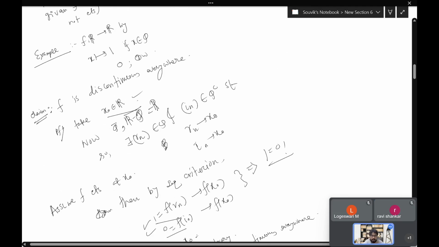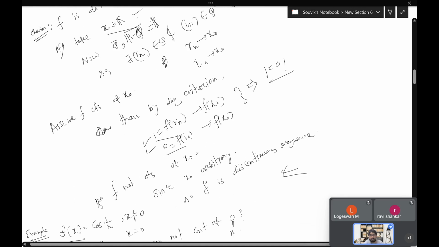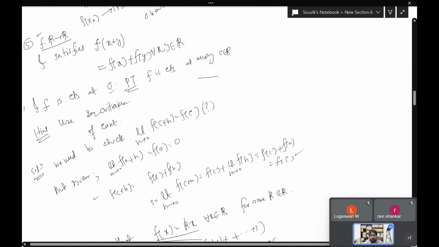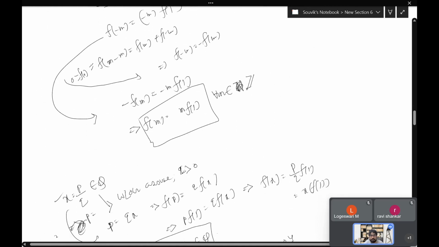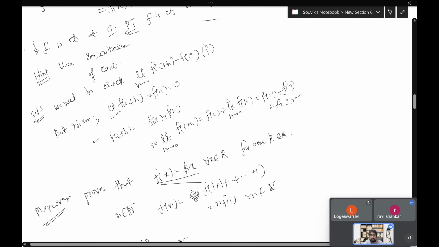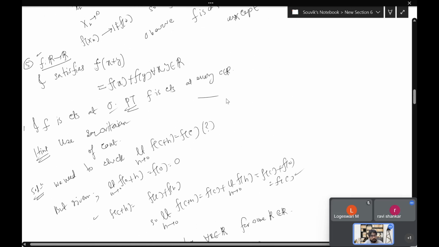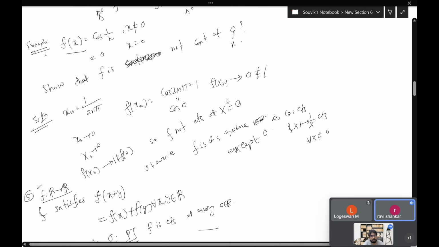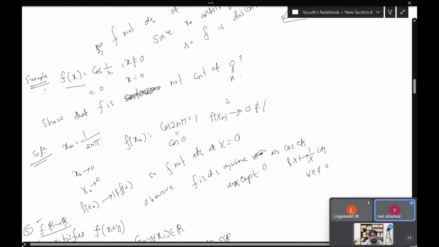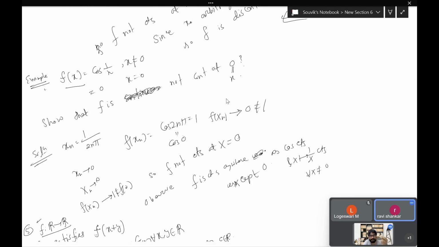Then we discussed some examples. I will upload this PDF to the Google slide. You can go through it, since it is not possible to go through everything right now. So right now we are discussing the following: the continuity of cos of 1 by x. Sir, just one glimpse. So you are asking about cos 1 by x continuity, right? Yes, sir, at 0.